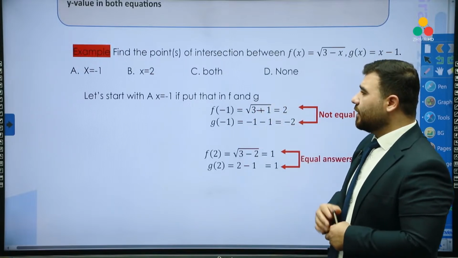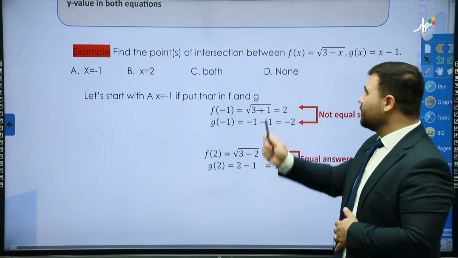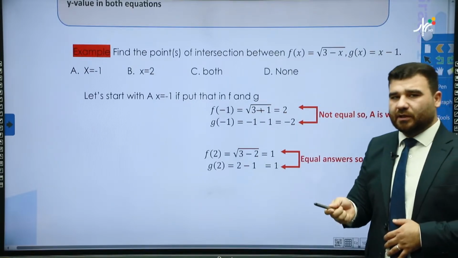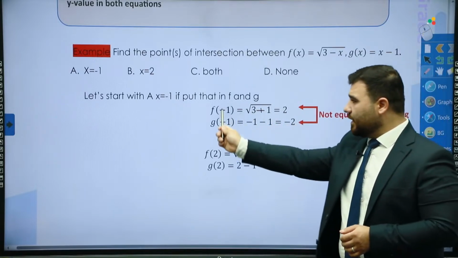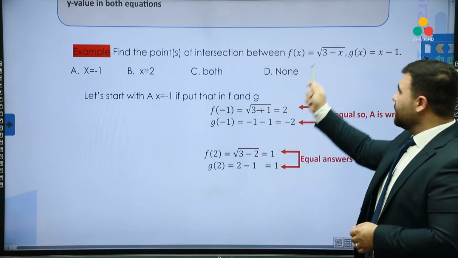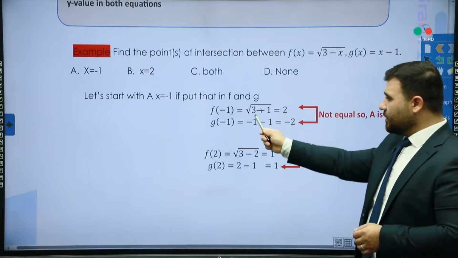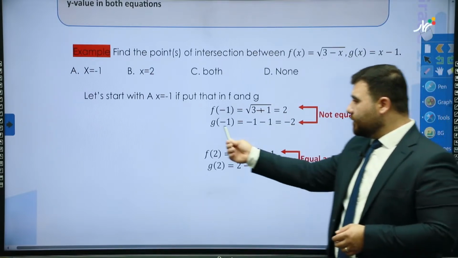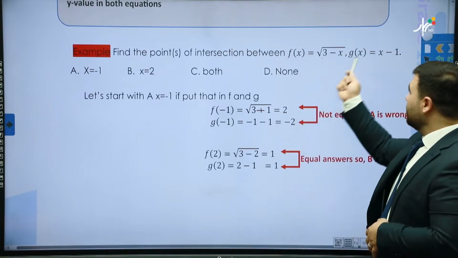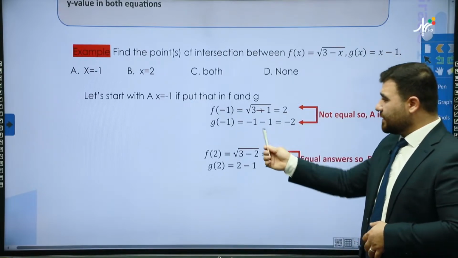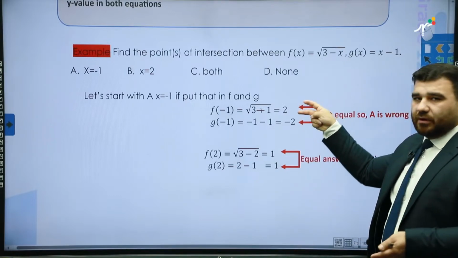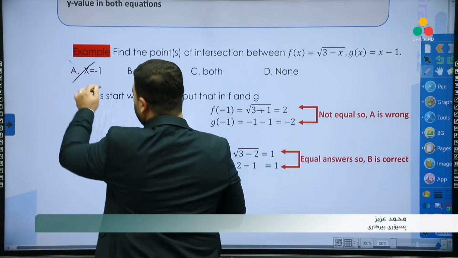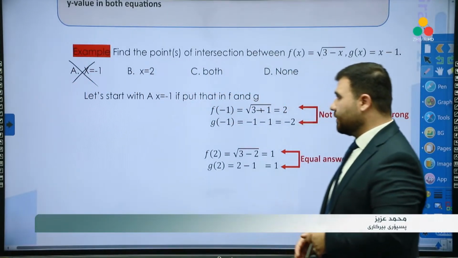Then let's go with A, x equal to negative 1. I'm going to write negative 1 in f, then negative 1 in g. The two results should be equal if A is the correct answer. Let's go with this. F of negative 1 is the square root of 3 minus negative 1, which is 3 plus 1. 3 plus 1 is 4. Square root of 4, 2. G of negative 1 is x minus 1, which is negative 1 minus 1, that's negative 2. The two answers are not equal. This means A is not the correct answer. Now, A is out in the competition. It's not the correct answer.